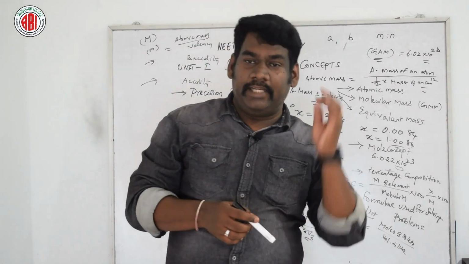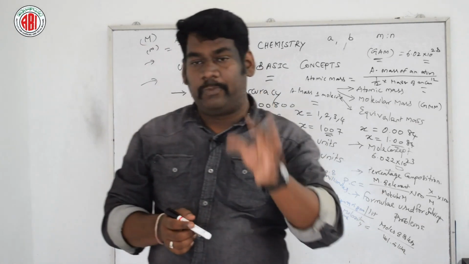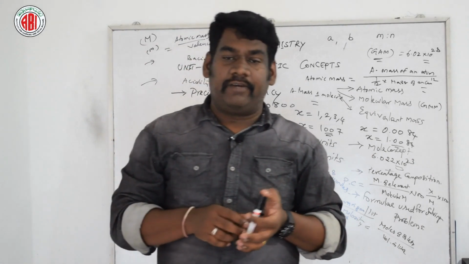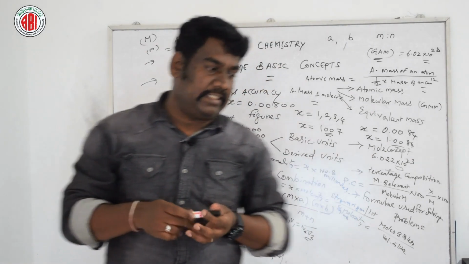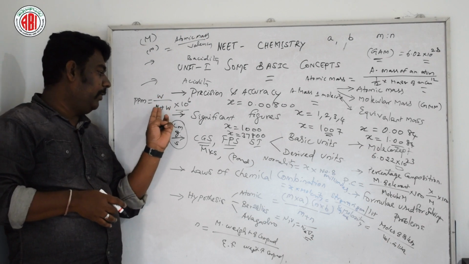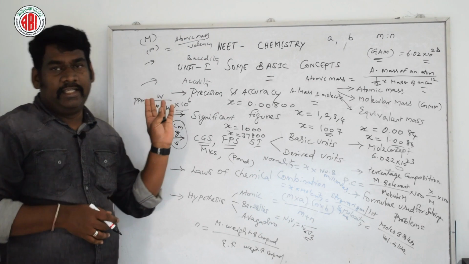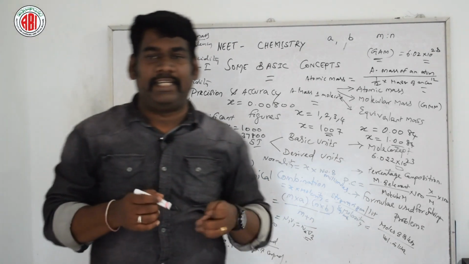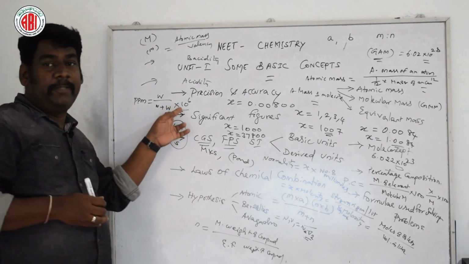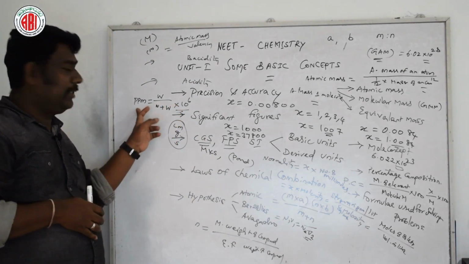And parts per million, this is also important, you should know about it. The parts of the component per million parts, that is 10 to the power of 6 parts of the given solution. So ppm is equal to w by (w plus W) into 10 to the power of 6, where small w represents the weight of the solute and capital W represents the weight of the solvent. So parts per million is very, very important.